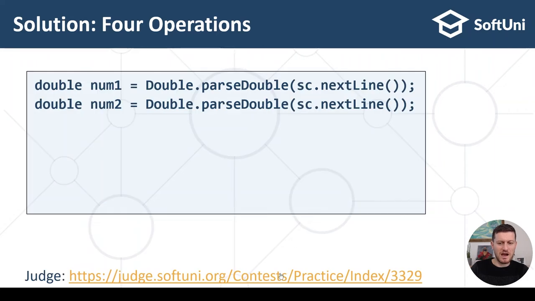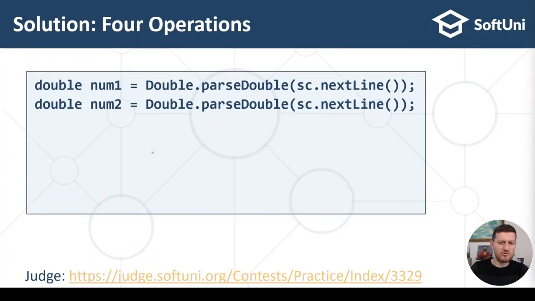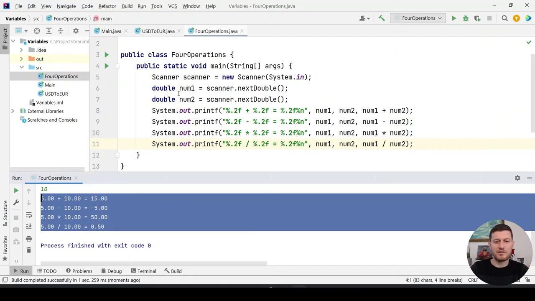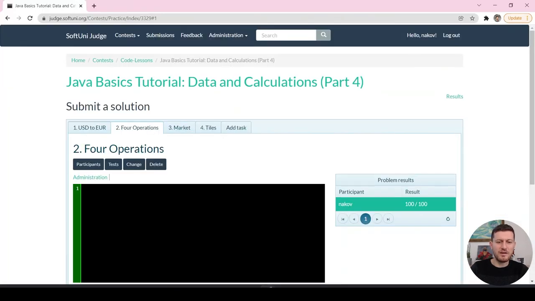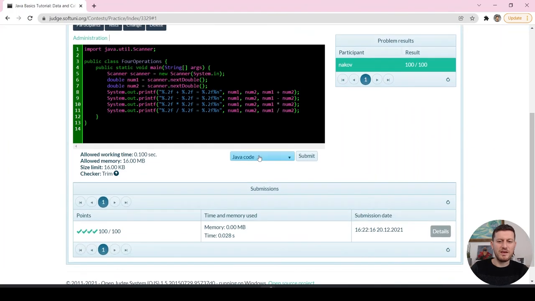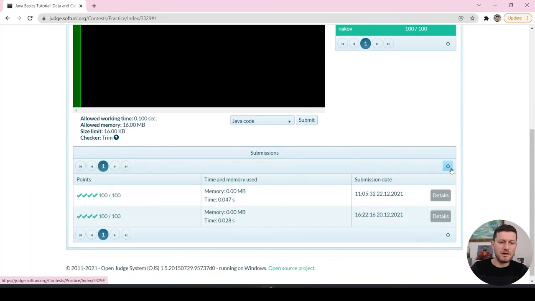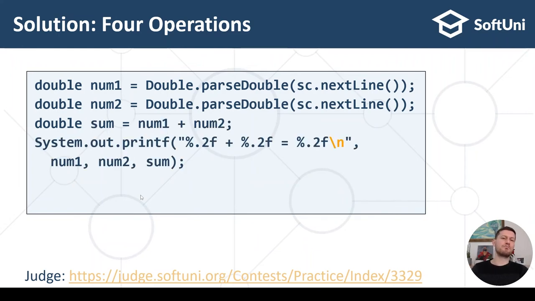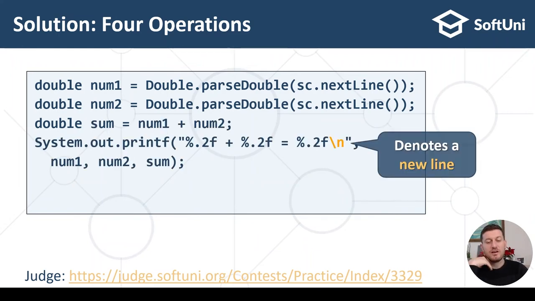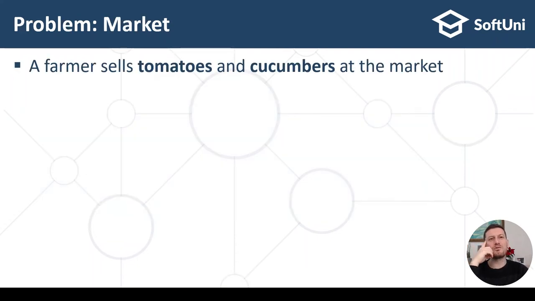So I can open the judge and submit my code just to check whether it is correct or it's not. Copy, and I go here, I paste, and I submit it. Submission is sent, and I will wait a bit. Looks like it's correct. So we can continue with the next solution. This is the same thing which I already wrote the code for. So we go to the next problem.